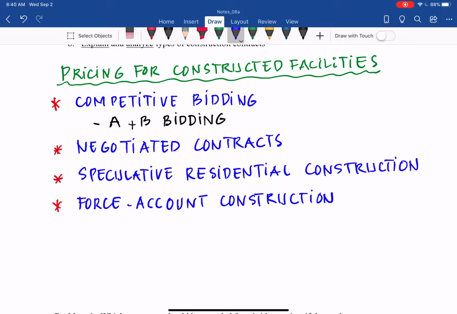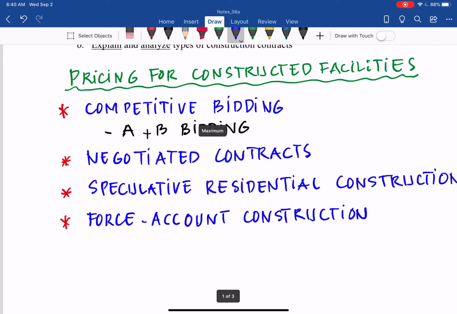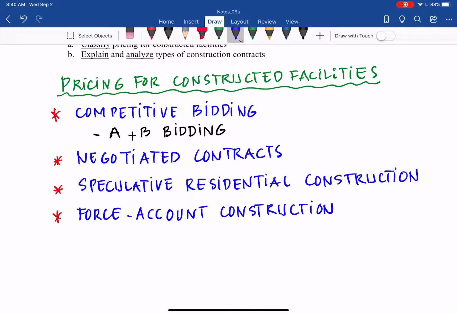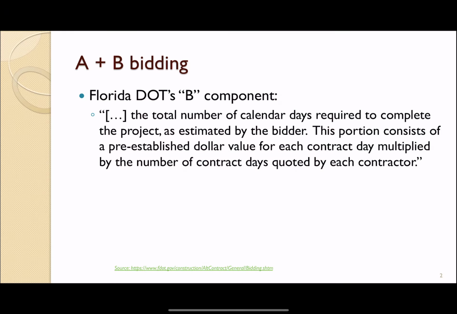Now let me go to the A plus B bidding and see what that is about, and that goes to the slide here. For A plus B bidding, what is the A component and B component? Let me go to the B component first and we will define it. Florida Department of Transportation defines the B component as the total number of calendar days required to complete the project, estimated by the bidder. This portion consists of a pre-established dollar value for each contract day, multiplied by the number of contract days quoted by each contractor.